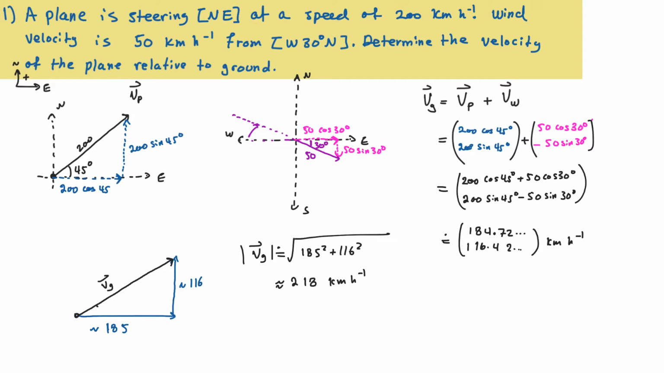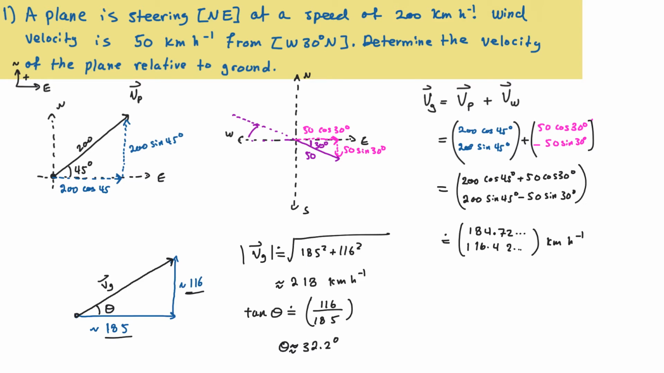Now that I have the magnitude, I also want to find the angle here. For the angle, I'm going to use tan of theta is equal to the opposite over the adjacent. Opposite to the angle is 116, and the adjacent to the angle is 185. And theta is approximately equal to the tan inverse of that, which is equal to 32.2 degrees in 3 significant figures.